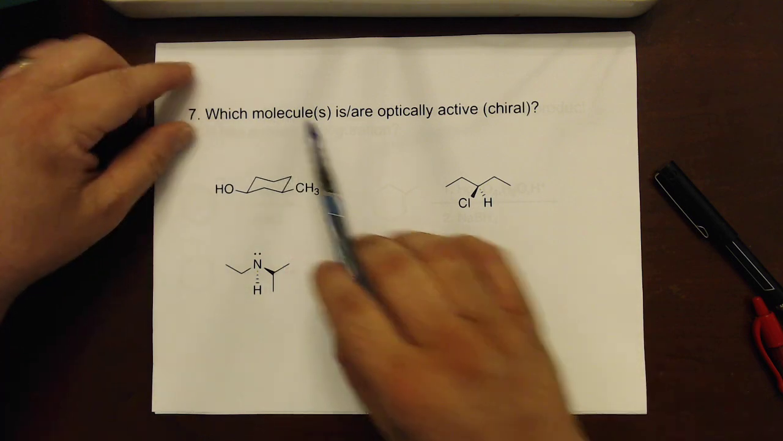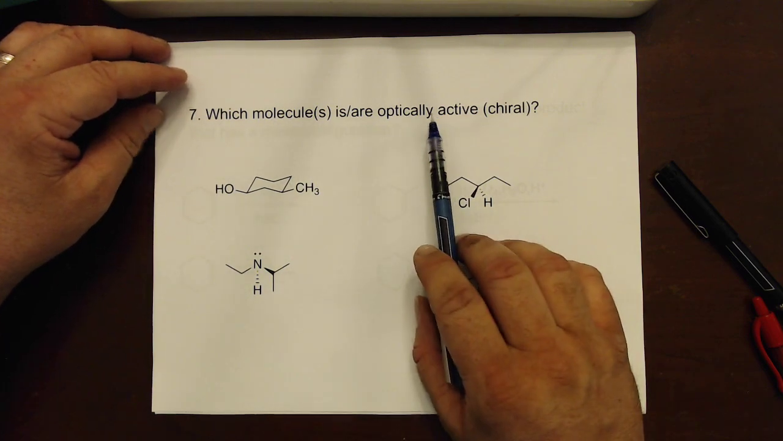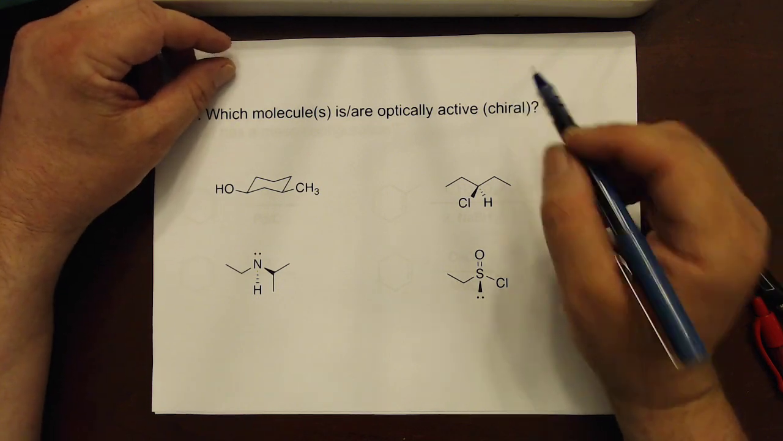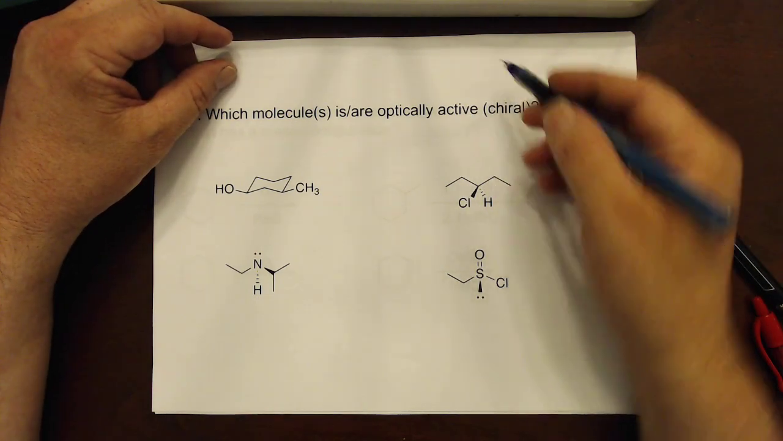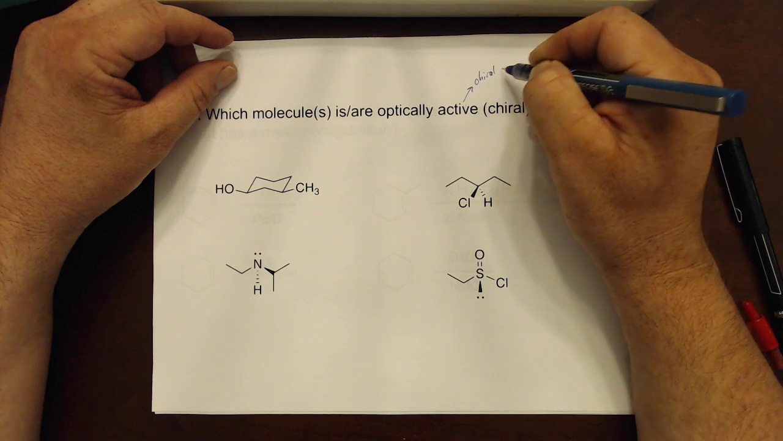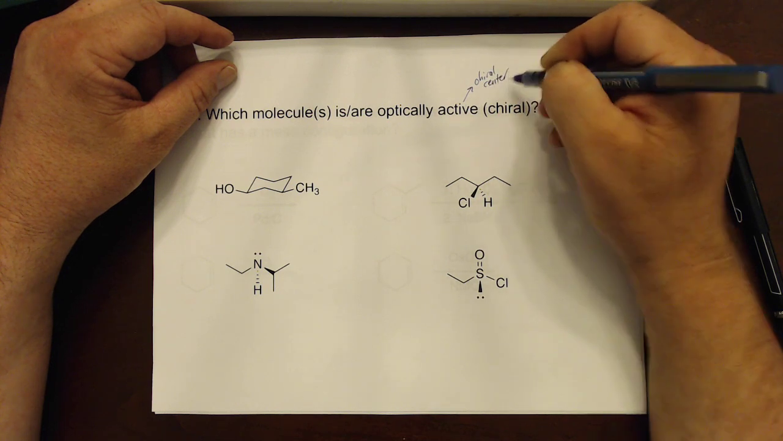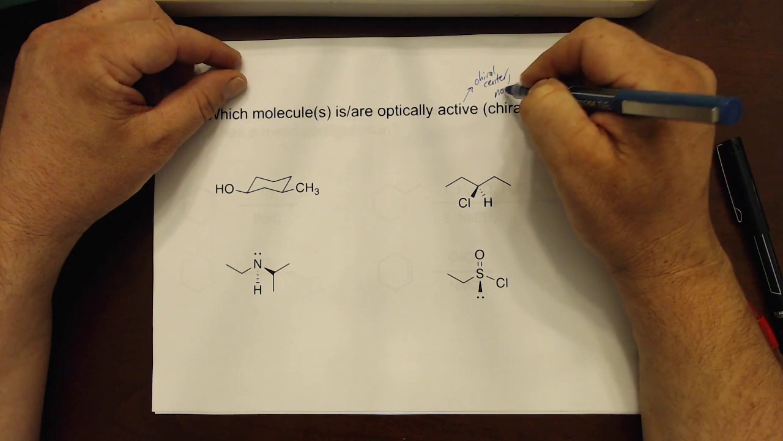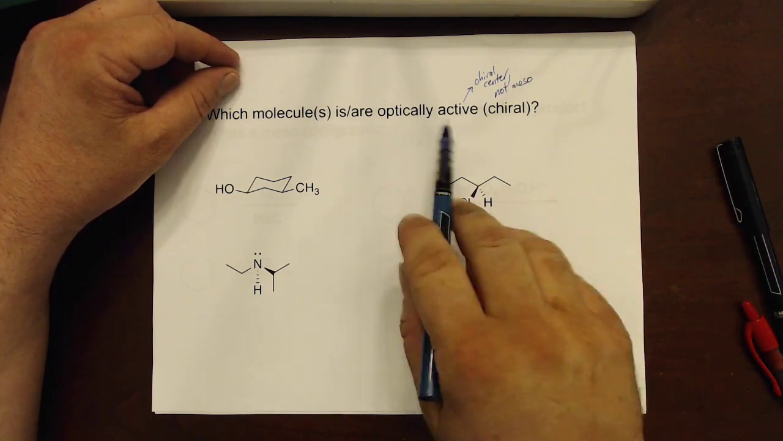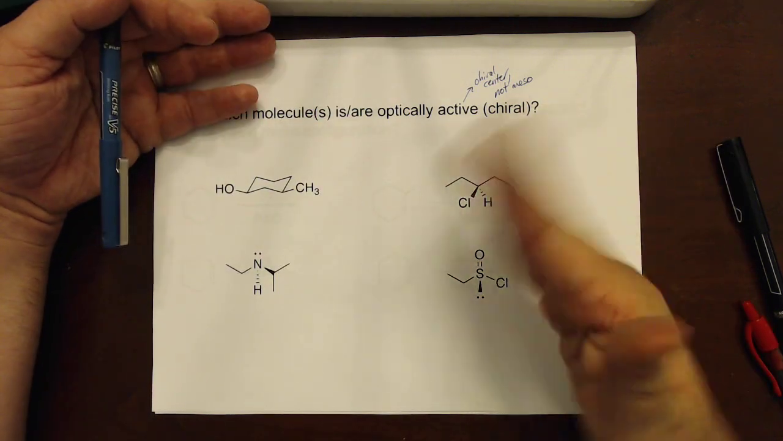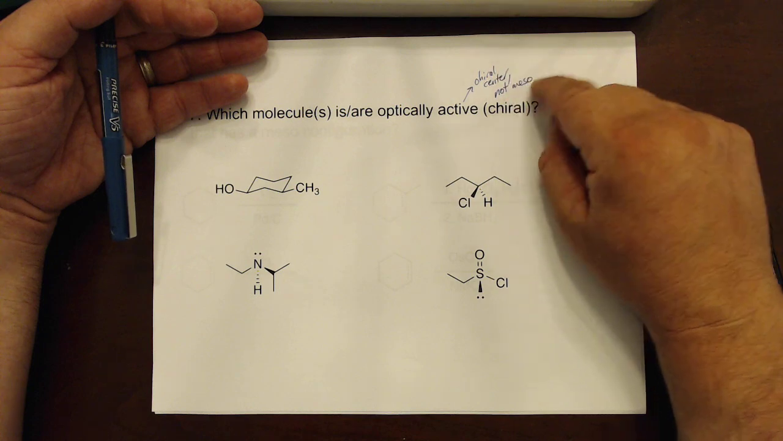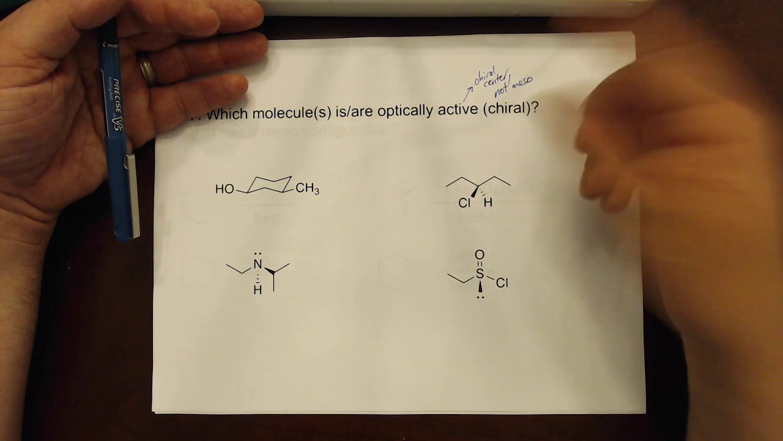Now, which one of these is optically active? Or chiral. So the deal with this is that you have to have chiral centers, but not meso, because a meso compound is not optically active. All that means is that it can rotate plane polarized light. So even though they'll have chiral centers, it's not a meso. That's what it means.